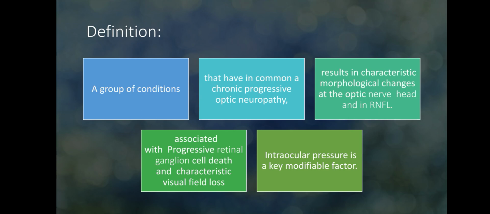Definition: a group of conditions that have in common a chronic progressive optic neuropathy resulting in characteristic morphological changes at the optic nerve head and in the RNFL, associated with progressive retinal ganglion cell death and characteristic visual field loss. Intraocular pressure is a key modifiable factor.